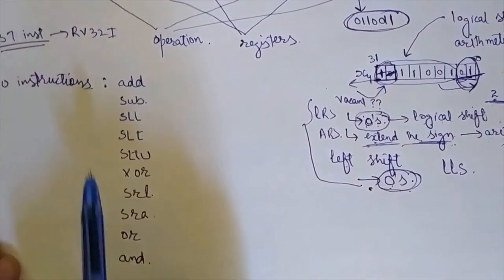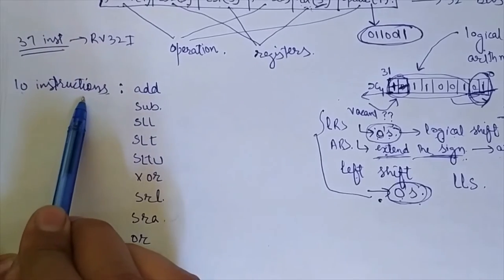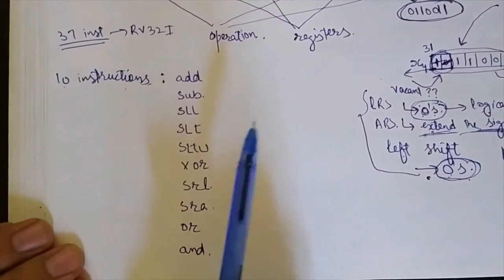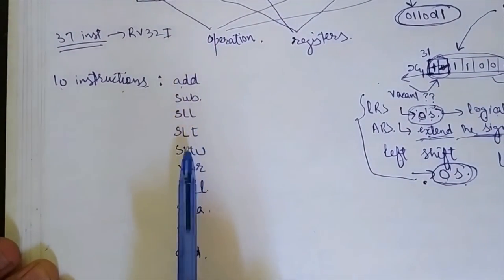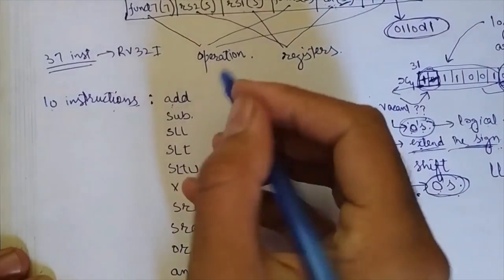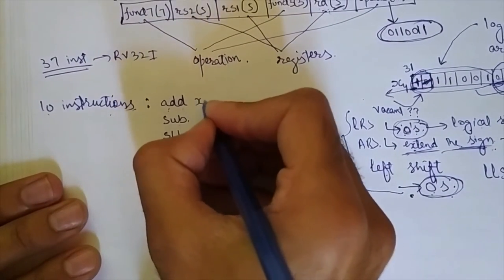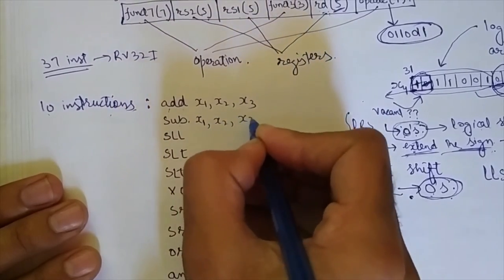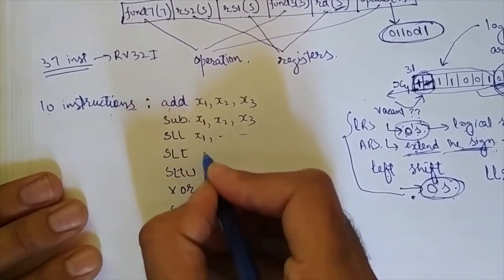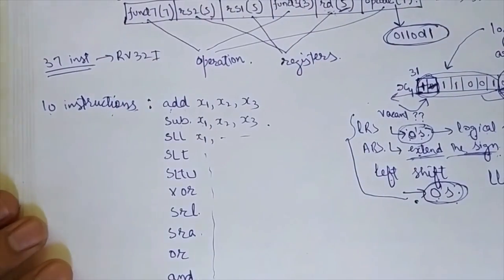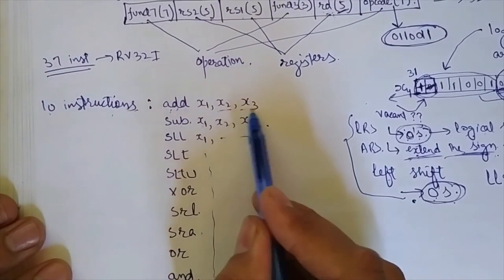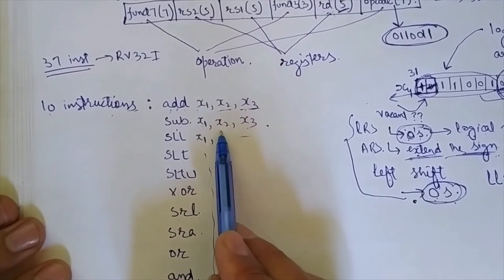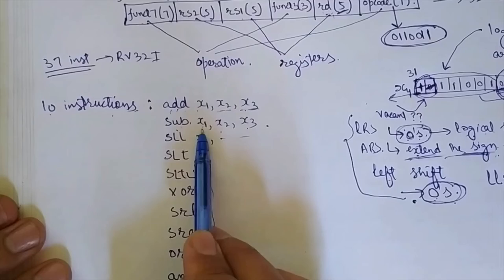So let's come back to our instructions. As I said, there are 10 instructions which belong to the R format. What are the 10 instructions? Add, sub, SLL. Let me write it here. Let's suppose X1, X2, X3. Similarly for all, there will be 3 registers. Add means add X2 and X3, place the value in X1. Sub means subtract X3 from X2 and place the result in X1.